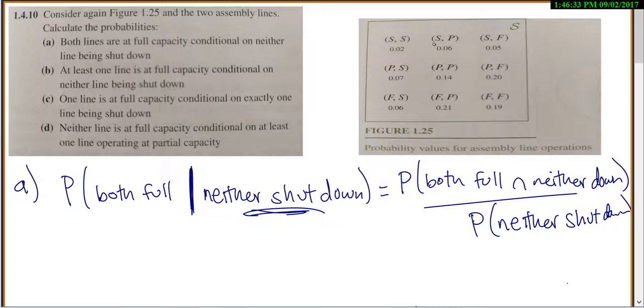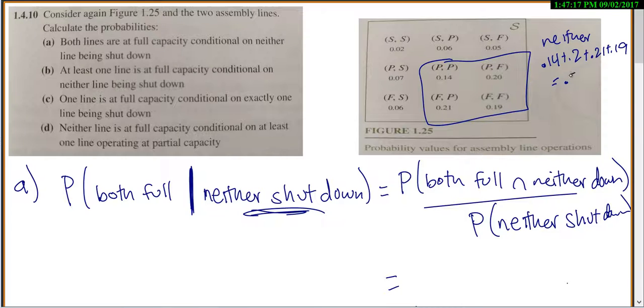So to do this, I'm actually going to go up and look at my figure. Instead of trying to do a lot of fancy arithmetic, I'm just looking at the figure. We want the probability that both full intersected with neither down. So first circle things that have neither shut down. Neither shut down means that there can't be any S's, so it would be this quadrant right here. So neither would be 0.14 plus 0.2 plus 0.21 plus 0.19, which is 0.74. Okay, so that's the probability of neither.